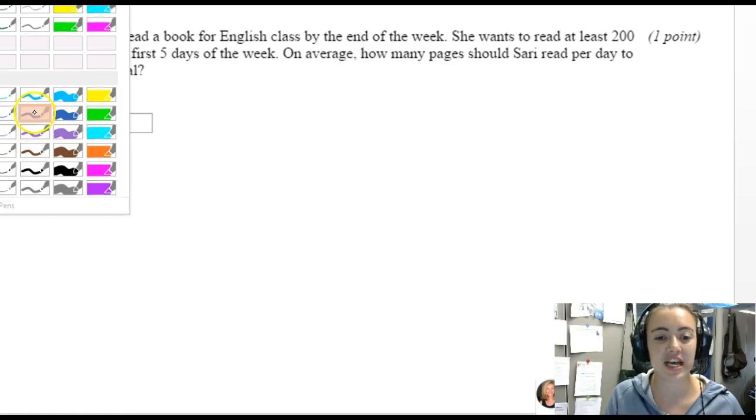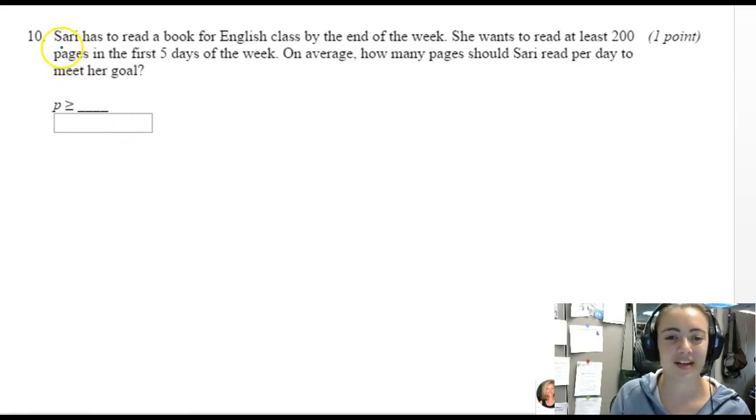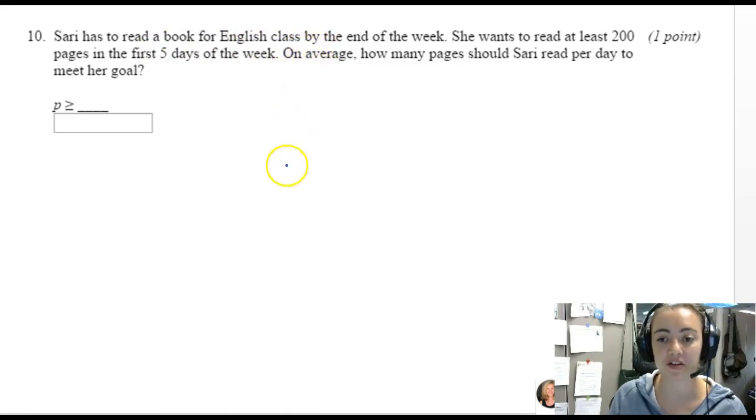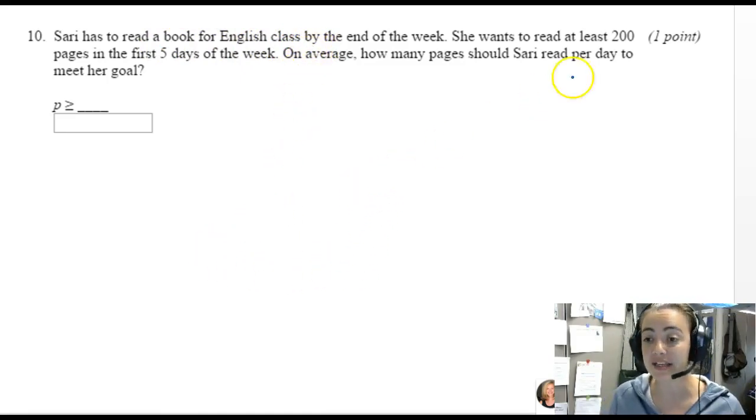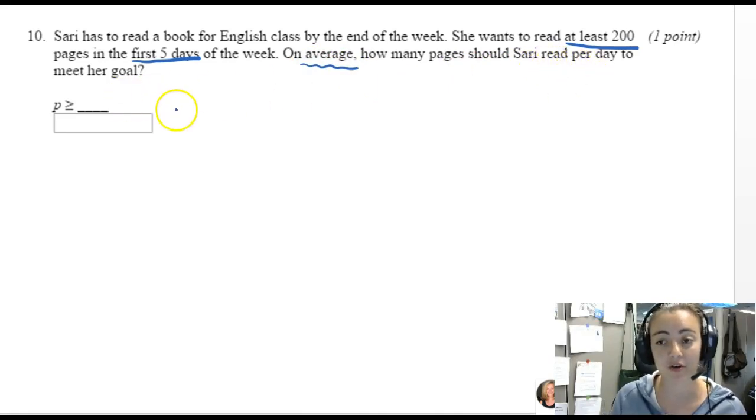Now for question 10, so that means put choice or choices in for the secret word there in the Google form. So for question 10, it says, Sari has to read a book for English class by the end of the week. She wants to read at least 200 pages in the first 5 days of the week. On average, how many pages should Sari read per day to meet her goal?